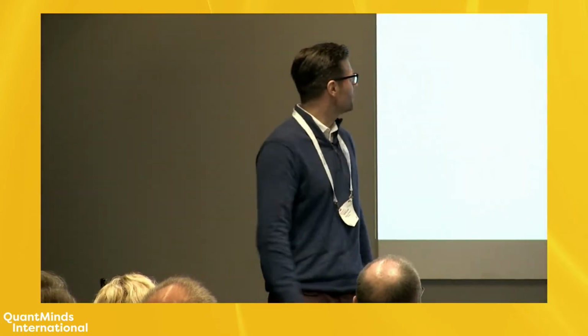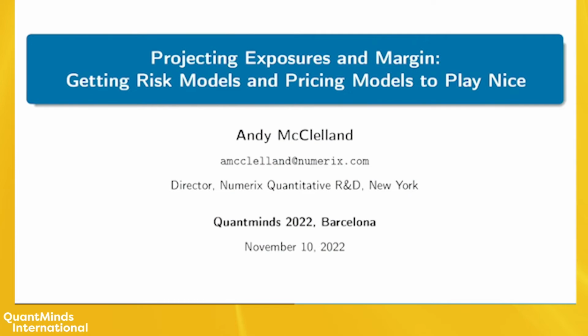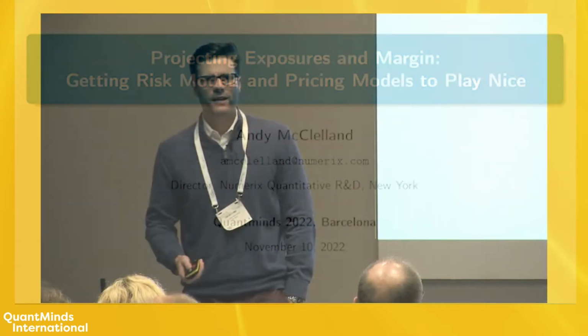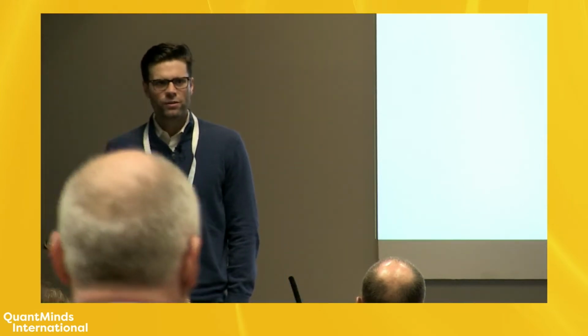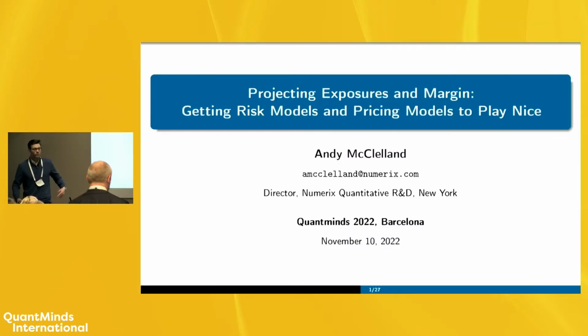Okay. In today's presentation, I'll be discussing getting risk models and pricing models to play nice. And the context, the use case, will be projecting exposures and margin requirements. You can probably guess what I mean by pricing models and risk models. Pricing models, things like Black-Scholes, Hull-White. Risk models are going to be things like GARCH or PCA, or you just have the risk department sending over scenarios for vol surfaces. That's pretty straightforward, but what do I mean by playing nice?